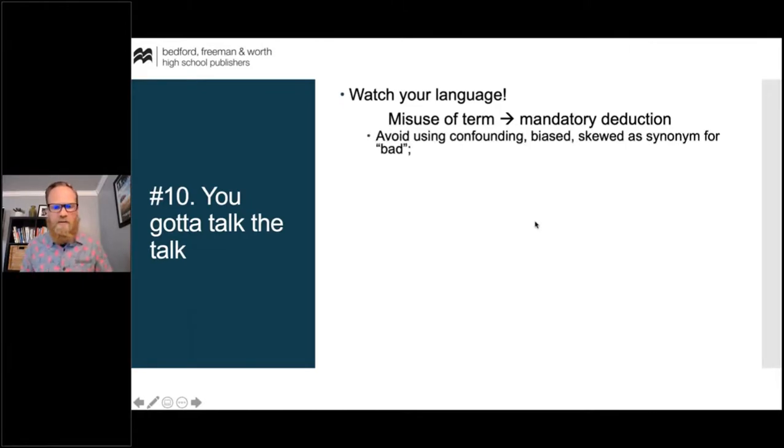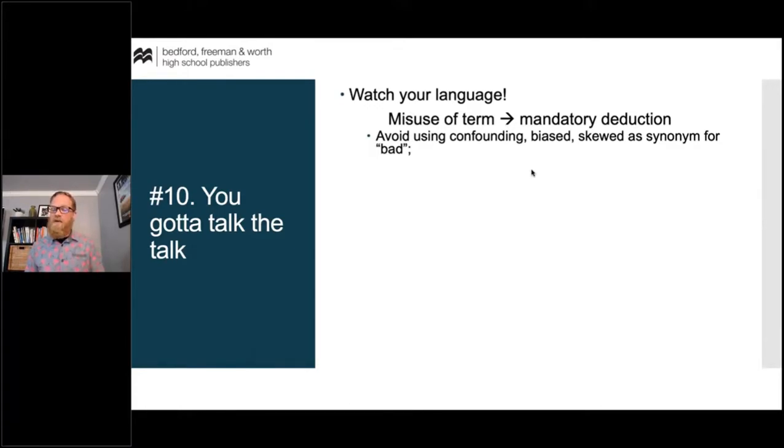So based on reading AP exams for several years now, there are some terms that we see quite often that students use or maybe misuse too loosely here, because these terms have very specific statistical meanings. So confounding, biased, and skewed are very often used by students as a synonym for bad. These terms are good statistical terms to use, but you have to be using them in the right context.